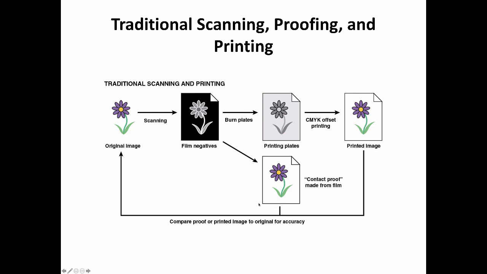And if you noticed that your proof didn't look exactly like the original image, there were methods that you could use. There were analog methods that could be done with photography to make slight modifications to the colors on these film negatives. Eventually, once you were satisfied that the film negatives and the contact proof made from those negatives was a good match to the original image, then you would take those film negatives, you would use them to burn a set of printing plates.